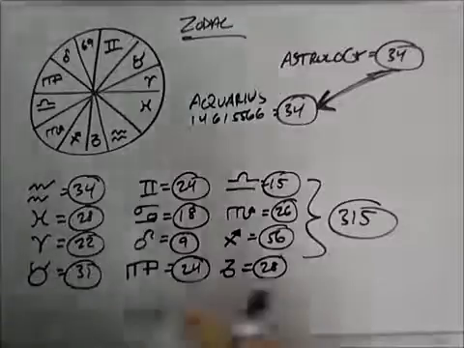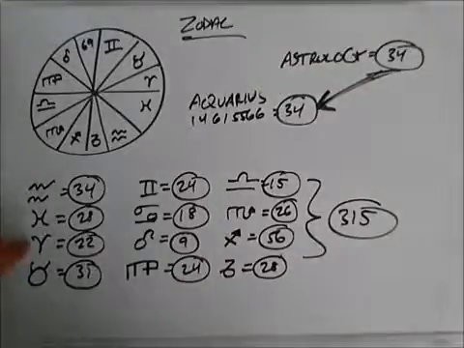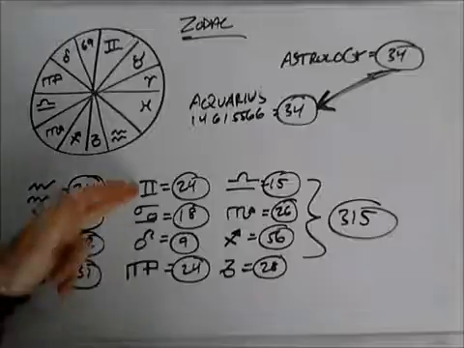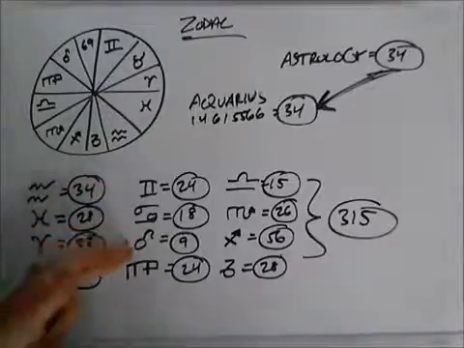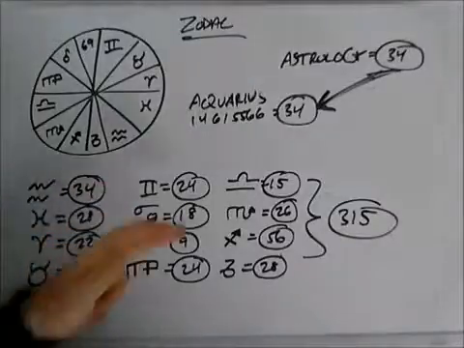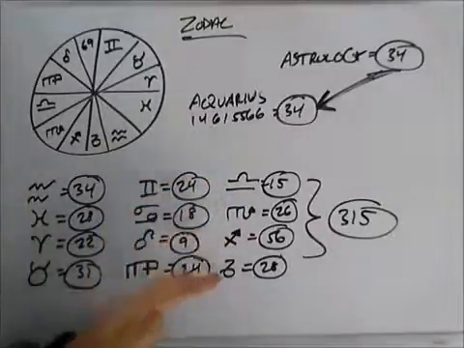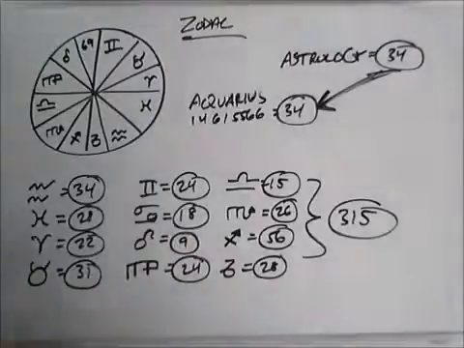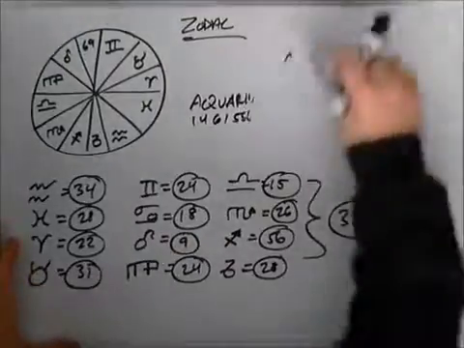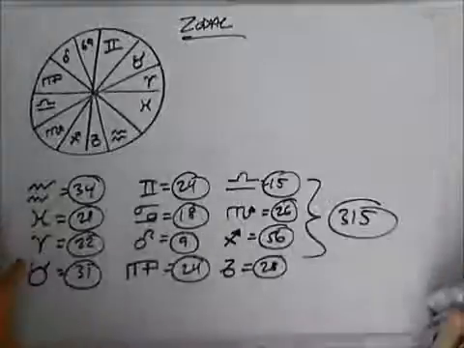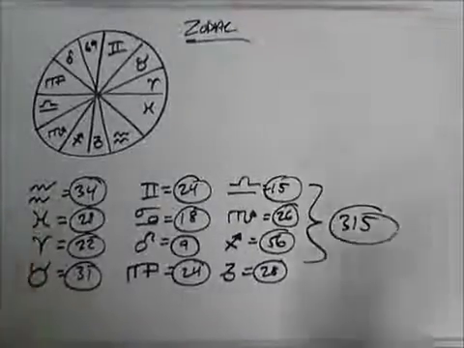Aquarius equals 34, Pisces equals 28, Aries equals 22, Taurus equals 31, Gemini equals 24, Cancer equals 18, Leo equals 9, Virgo equals 24, Libra equals 15, Scorpio equals 26, Sagittarius equals 56, and Capricorn equals 28. We add these up, it's 315. And we're going to see in just a second why this 315 is important.